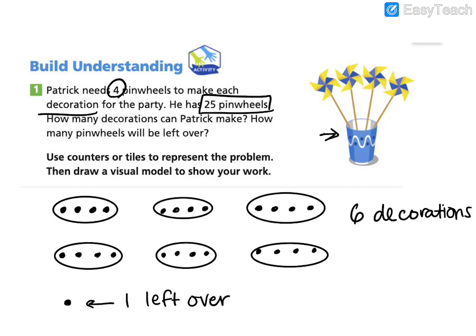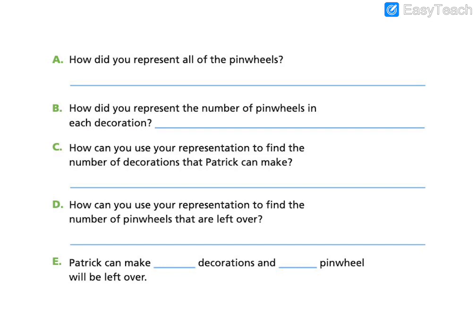Okay, let's go ahead and answer the questions now. Letter A, how do we represent all the pinwheels? Similarly to the last lesson you did where you were representing things. What is the pinwheel represented by? Each pinwheel is one of the dots. So we represented each pinwheel with 1 dot, for a total of 25 dots and a total of 25 pinwheels. How did we represent the number of pinwheels in each decoration? We circled groups of 4.